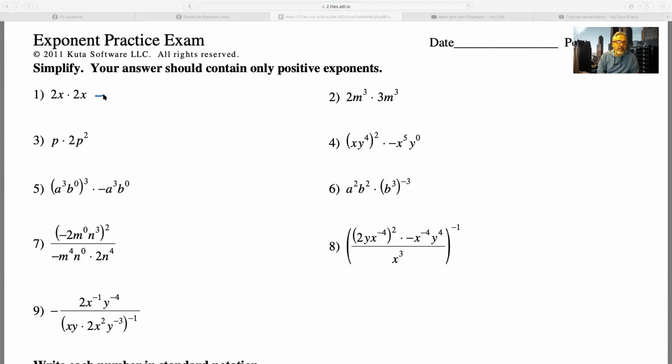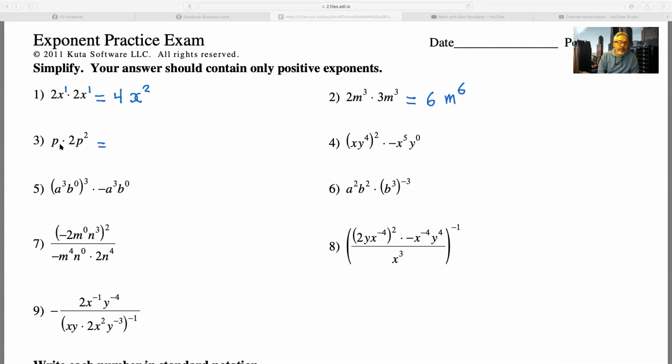So the first question, basically, you're multiplying. So 2 times 2 is 4. X times x, remember, if we don't write an exponent, there's a 1 on each one. So you add the exponents when you're multiplying. So that gives you x squared. Here, you multiply the 2 and the 3 first, you get 6. And m cubed times m cubed, you add the exponents, that becomes m to the 6.